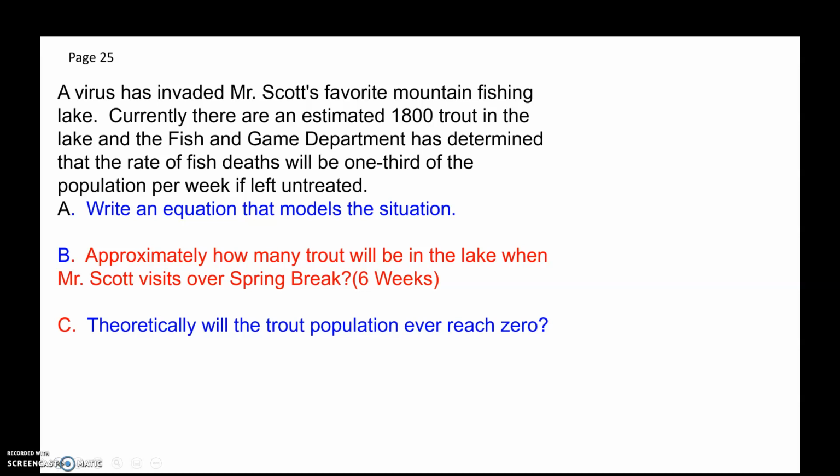All right, so that leaves us now with this situation. So we're going to make our equation based off of this piece. So let's see what we got. You've got a virus has gone into someone's fishing lake. Oh, this isn't good. And you have an estimated 1,800 trout in the fish. So that's our starting value. But what's happening here is that 1/3 of the fish are dying each week. So you lose 1/3. So what we're going to do is we're going to make a little table here.